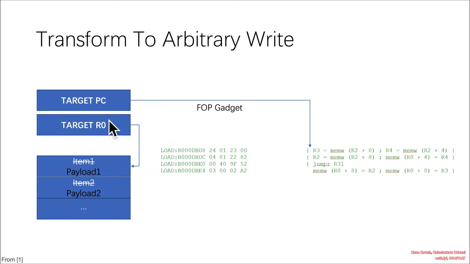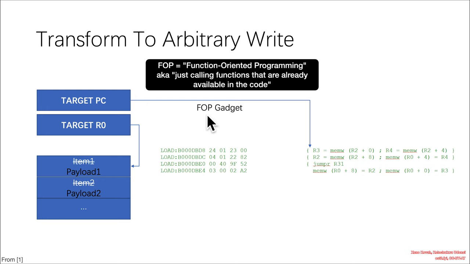Now at this point, the assumption is that they've successfully overwritten the program counter register and the R0 register, which can be used to specify an argument. So then they have to call some function. Here they're using function-oriented programming, which is really just an exploity way to say that you're calling functions that are already available in the code. Historically, that was more commonly called return-to-libc type exploitation, but once ROP, return-oriented programming, got popular, people started calling this function-oriented programming. So the idea is they now control the program counter, they can cause the code to jump to some existing code, and using the fact that they control R0, they will cause a write to some arbitrary location.